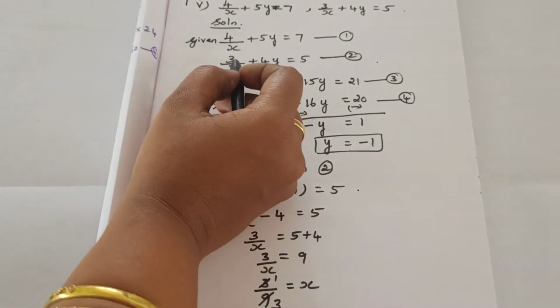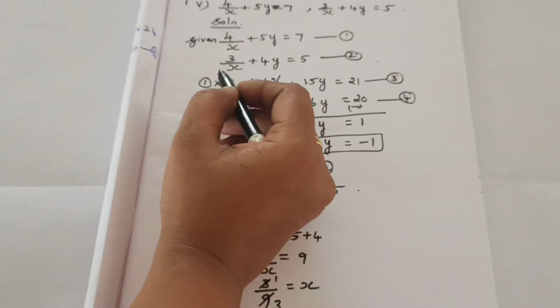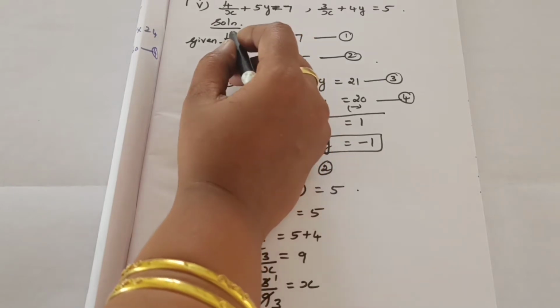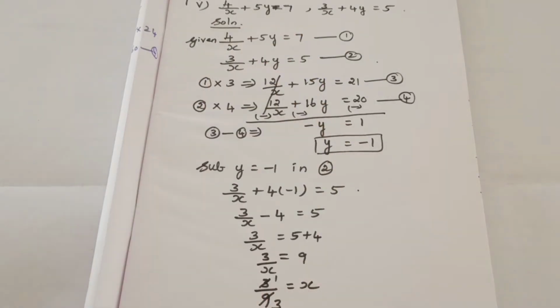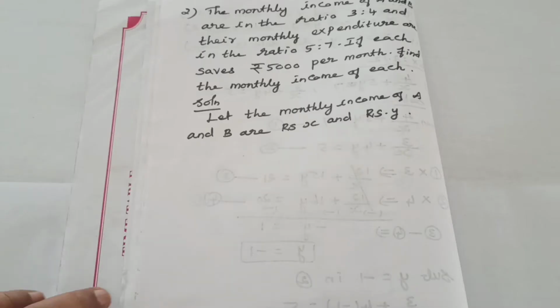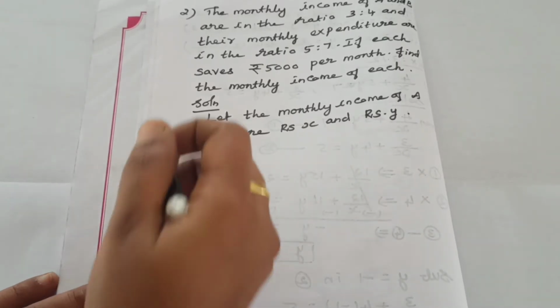So here also 4 by x. So no problem. And then this value you should multiply here. This value also you multiply here. Then cancel that term, and then afterwards fine. Okay. Then next question is second one.